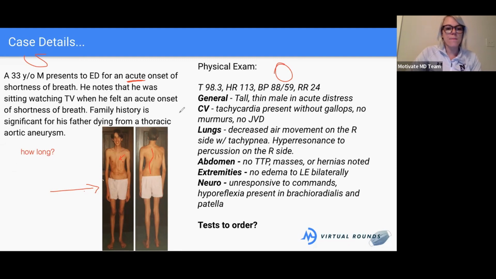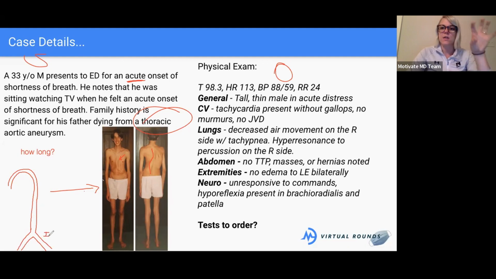While we're talking about it, this patient has a history of his father having a thoracic aortic aneurysm. You may not know what this necessarily means, but you'll know from your anatomy course that the aorta kind of goes like this, okay? And we delineate it. Here are the iliac arteries down here, and we delineate the aorta by its thoracic area and then its abdominal area. When it gets past the diaphragm, we call that the abdominal aorta, and then up here is the thoracic aorta.